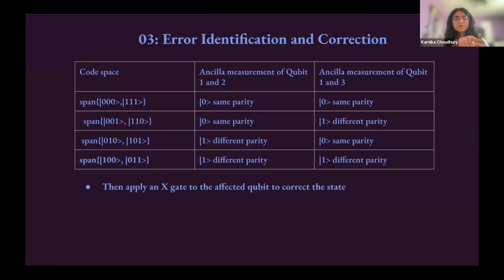Going back to the first row, the encoded qubit still exists in the 000, 111 spanning set, so nothing happened, no error occurred, we're good. The third row indicates there was an issue with the second qubit, and the last row suggests there was an issue with the first qubit. All we would do at this point is apply an X gate to the affected qubit in order to correct the state.